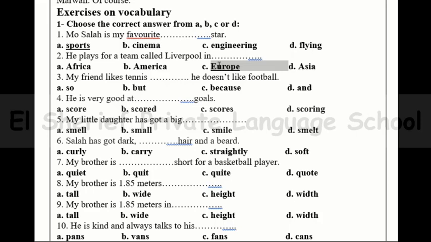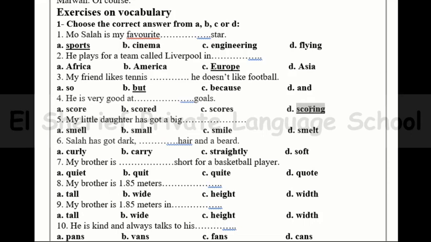Now number 3. My friend likes tennis. He doesn't like football. Here I must connect the two sentences with a word that makes what follows opposite to what precedes it. So I am going to say, my friend likes tennis, but he doesn't like football. So here the word but links the two sentences, and the two sentences are opposite to each other. Now let's move on to number 4. He is very good at goals. And good at, here at is a preposition, and the preposition must be followed by the gerund. So in this sentence, we are going to say he is very good at scoring goals. So I'm going to take, yes, scoring goals.